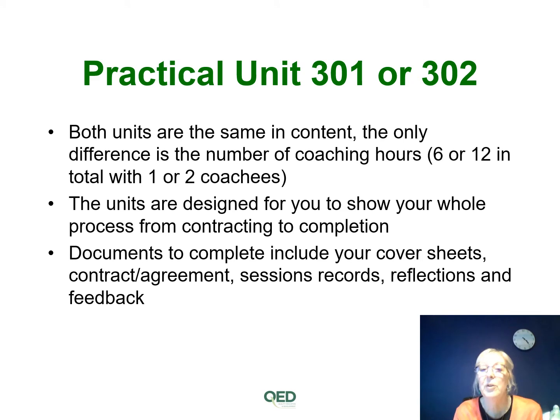So let's start with the practical unit. 301 for your award and 302 for your certificate. They are identical. All the criteria are the same. They read the same. The only difference is the number of coaching hours. So 6 hours or 12 hours. The unit is designed to cover the whole coaching cycle, starting with contracting, then moving through diagnostics and planning, then moving through regular coaching out to completion and conclusion at the end. So the whole coaching cycle.